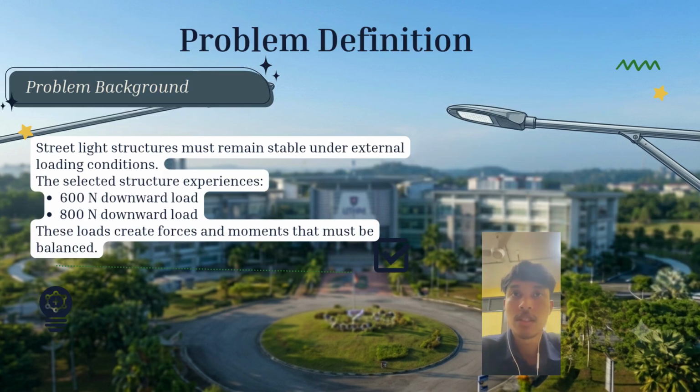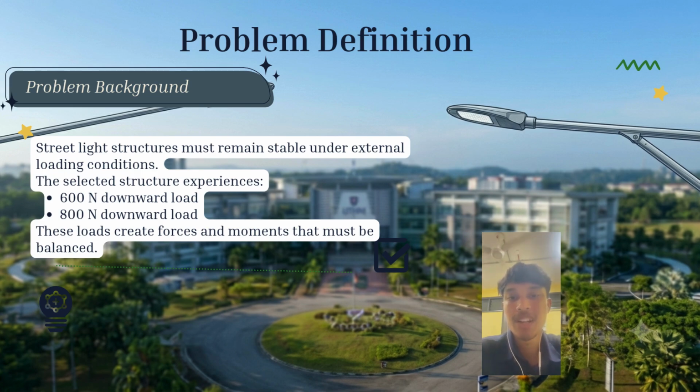Point 3. Forces and boundary conditions. For this analysis, two external loads are applied to the structure. The first load is 600 newtons acting downward, while the second load is 800 newtons acting downward at another location on the beam. Point A is modeled as a pin support, which provides horizontal and vertical reaction forces. Member BC is treated as a two-force member, meaning its force acts only along its axis.